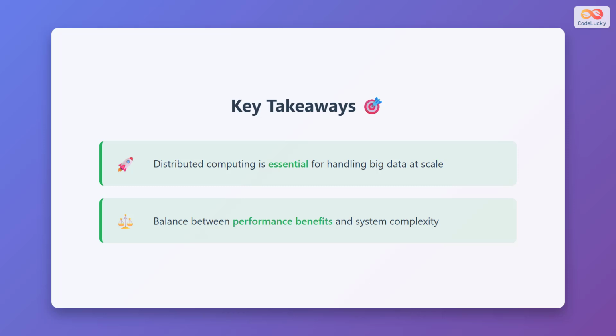To summarize, here are the key takeaways. Distributed computing is essential for handling big data at scale, providing the necessary resources to process large volumes of information efficiently. However, it's important to balance the performance benefits with the inherent system complexity to ensure effective and reliable operation.